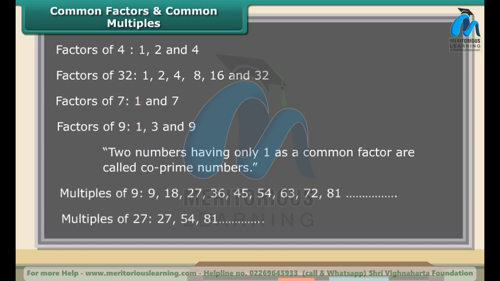Take a look at the multiples of 9 and 27. 27, 54, 81, etc. are multiples of both 9 and 27. Hence, 27, 54, 81, etc. are the common multiples of 9 and 27.